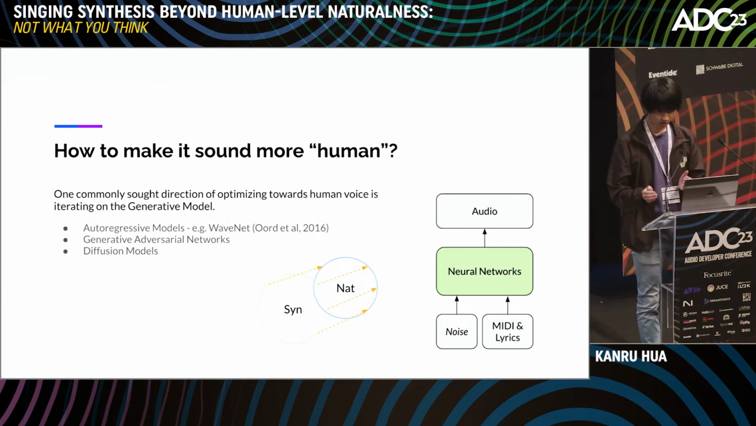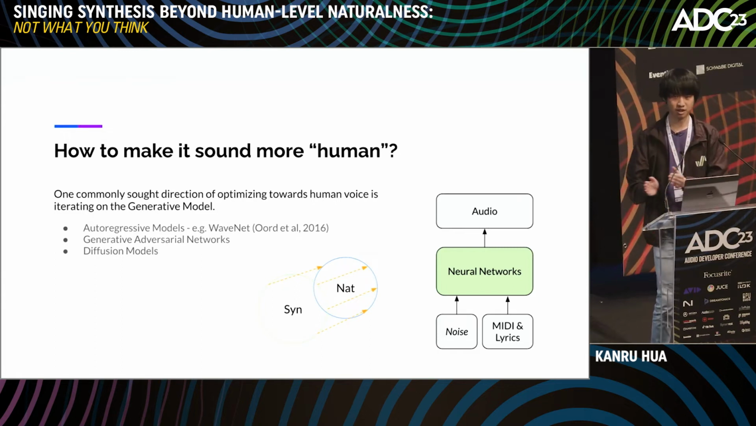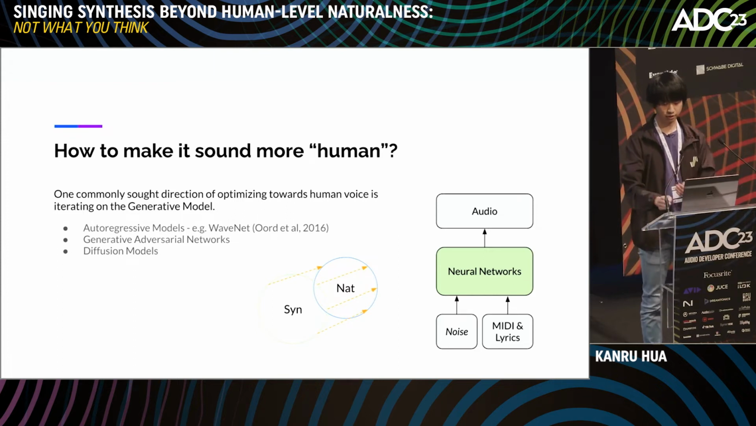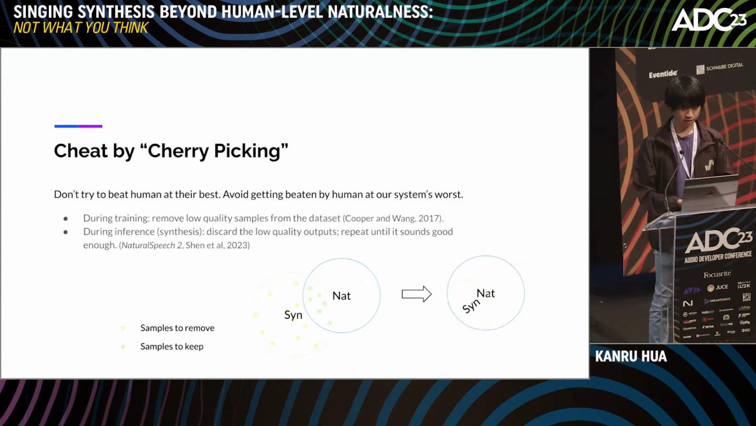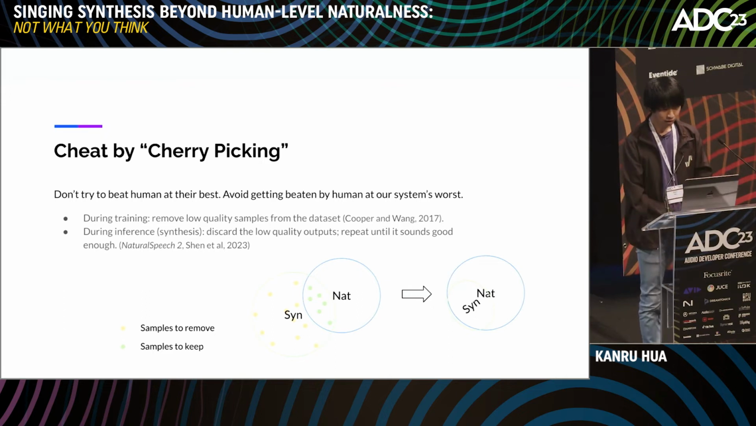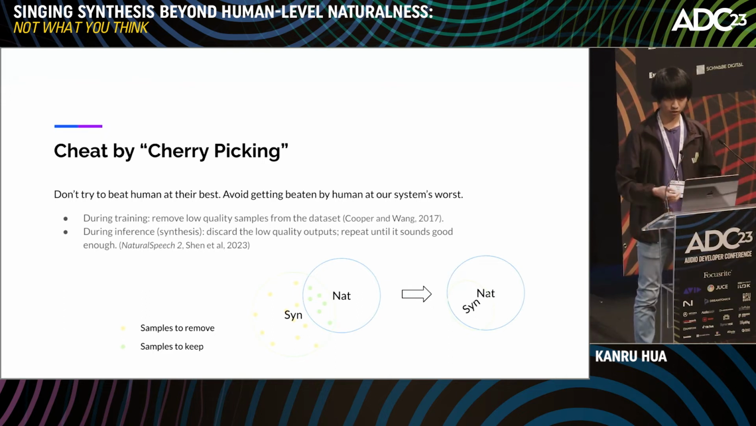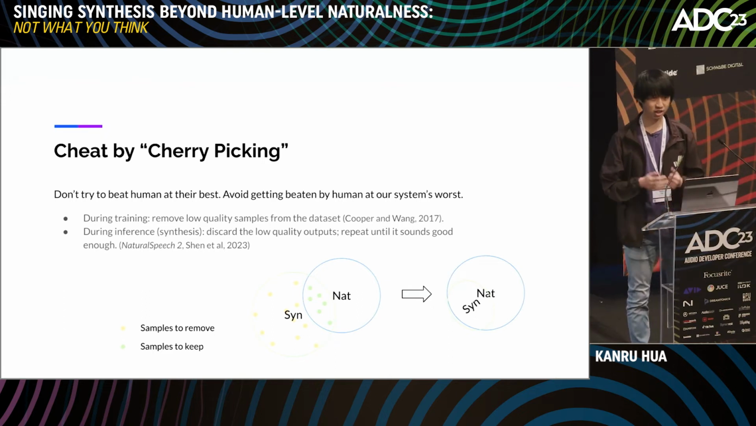But the thing is, you can get infinitely close, but it can't be the same, or it can't be better than the natural voice. So the second way is to cheat. The simple word is called cherry picking. The statistical word is called rejection sampling.